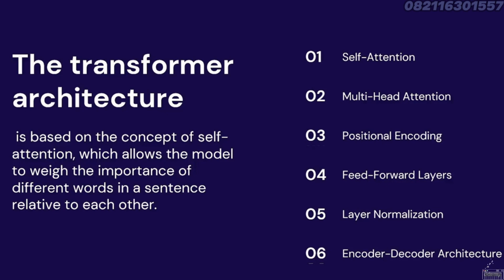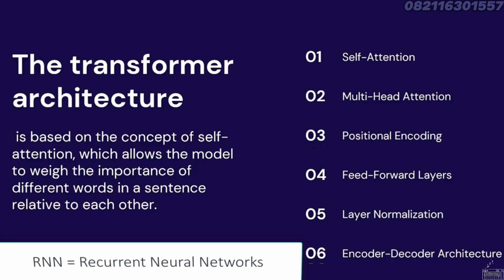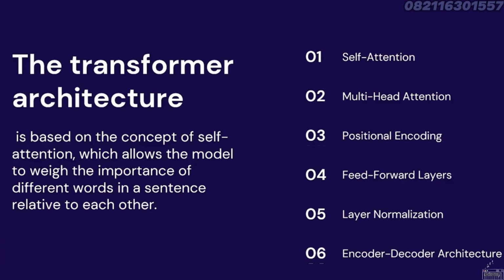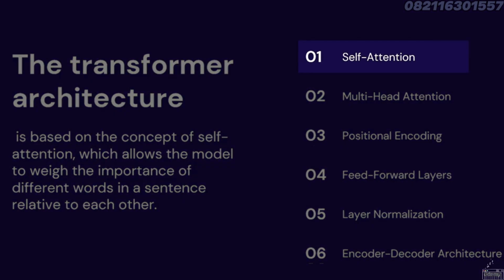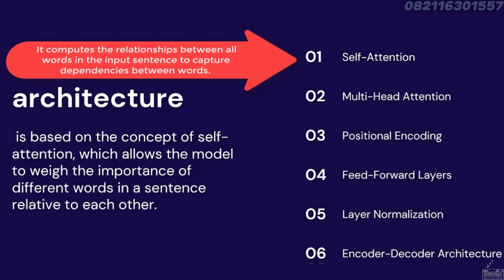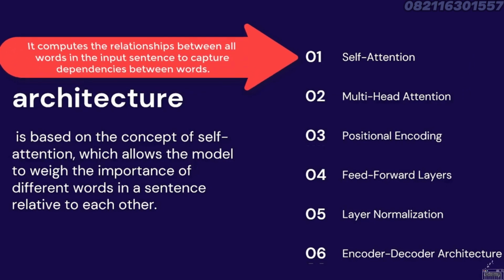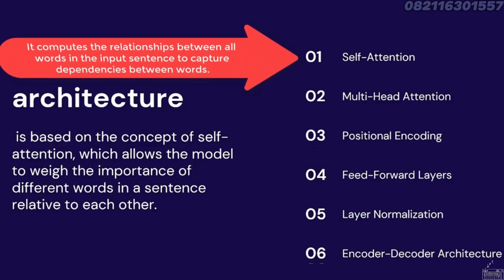For example, other architectures are RNN, recurrent neural networks, or long short-term memory networks. So this architecture is more powerful. You can see some key components of the transformer architecture that we will analyze later. The first one is self-attention. The self-attention mechanism computes the relationships between all words in the input sentence, allowing the model to capture contexts and to capture dependencies between words.